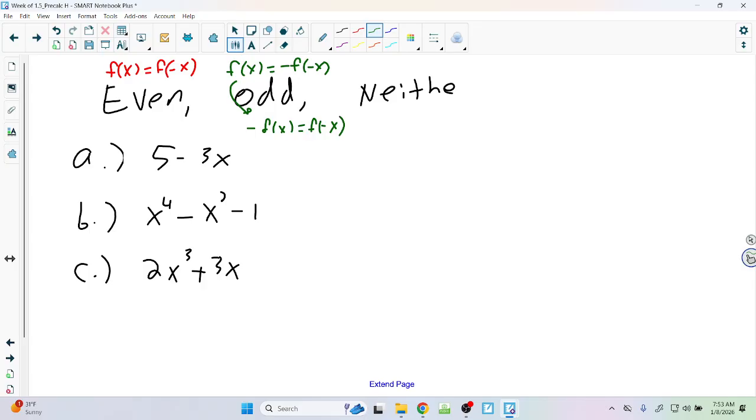So why don't we just figure out what f of negative x is and see if it's the same thing. Does that make sense? Just figure out what f of negative x is.